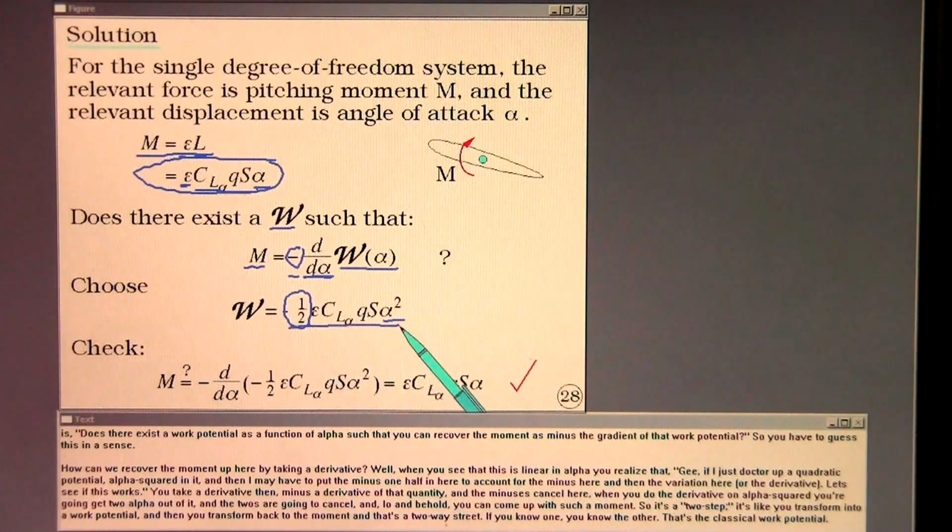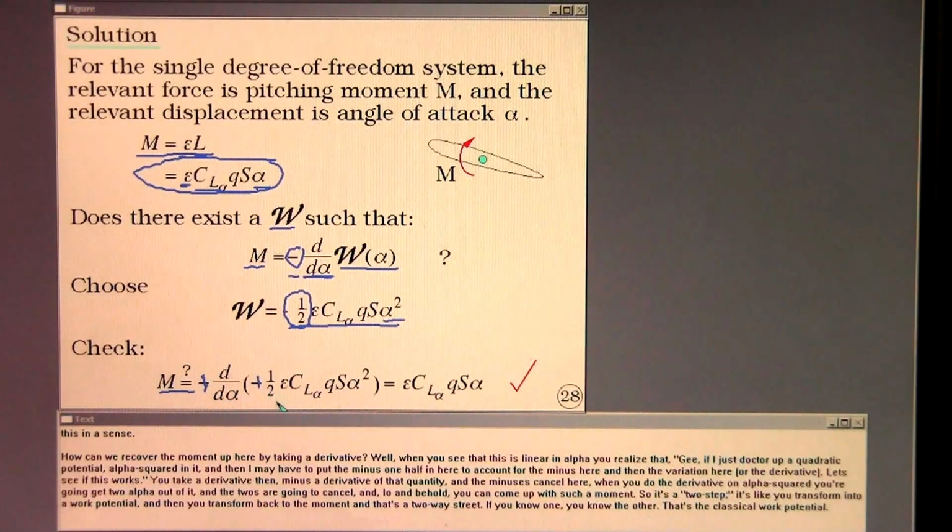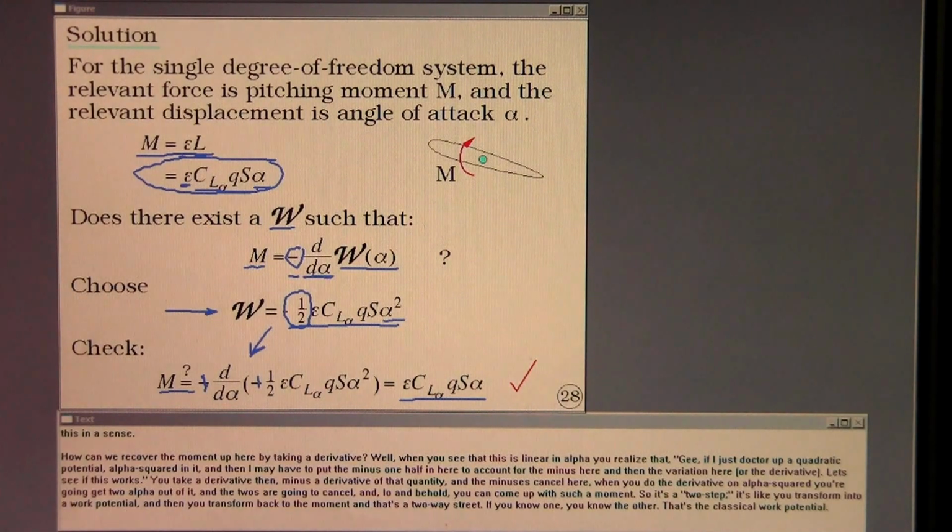Let's see if this works. You take a derivative then, minus a derivative of that quantity, and the minuses cancel here. When you do the derivative on alpha squared, you're going to get 2 alpha out of it, and the 2's are going to cancel, and lo and behold, you can come up with such a moment. So it's a two-step. It's like you transform into a work potential, and then you transform back to the moment, and that's a two-way street. If you know one, you know the other. That's the classical work potential.